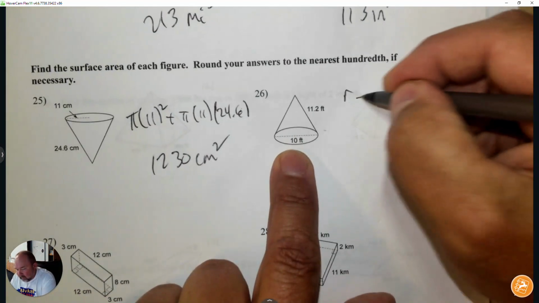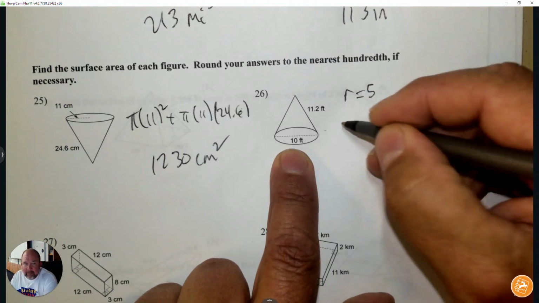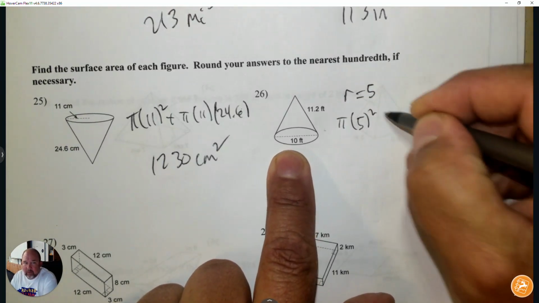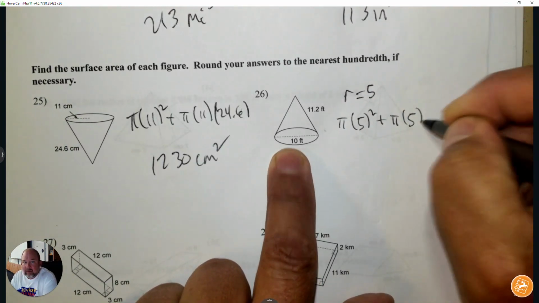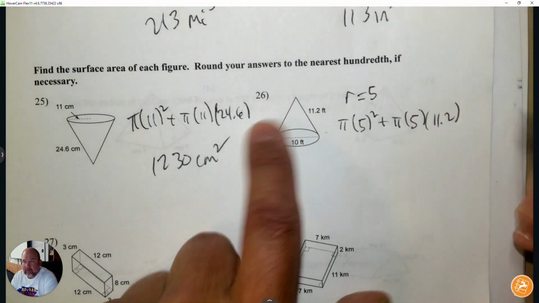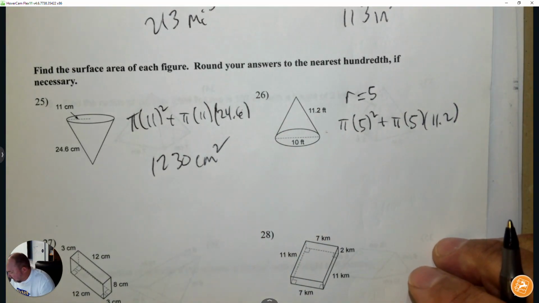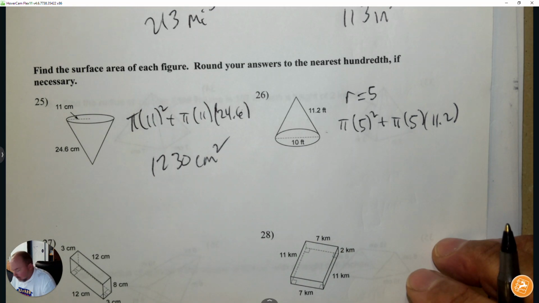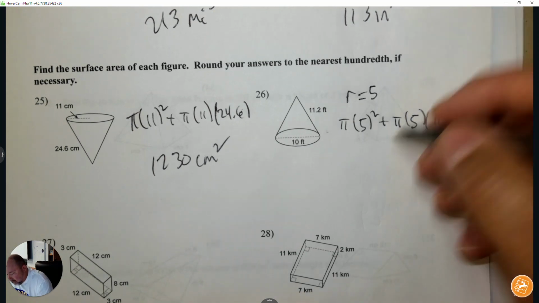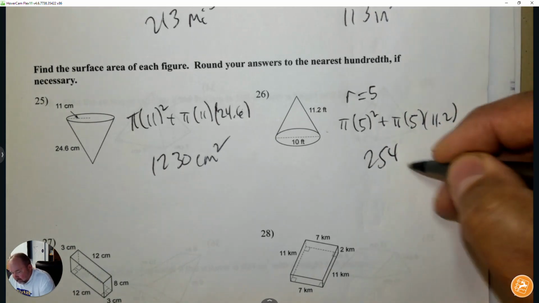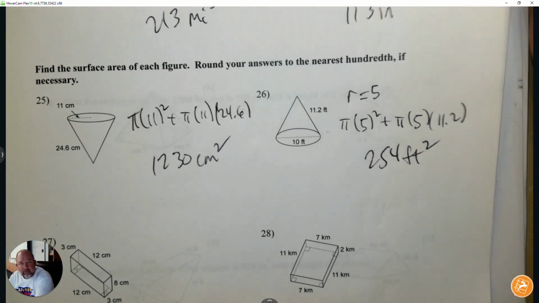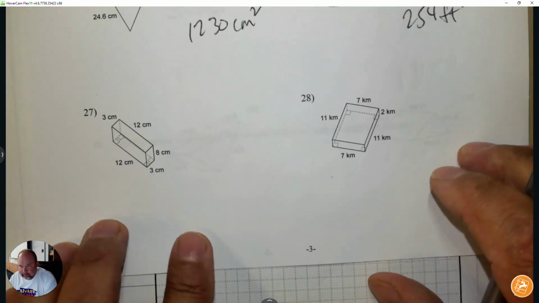Same thing here. The radius is 5. So it's pi r squared plus pi r L. And then use your calculator. So pi r squared plus pi r L, the slanted height. I get 254. Again, it's squared because it's area.